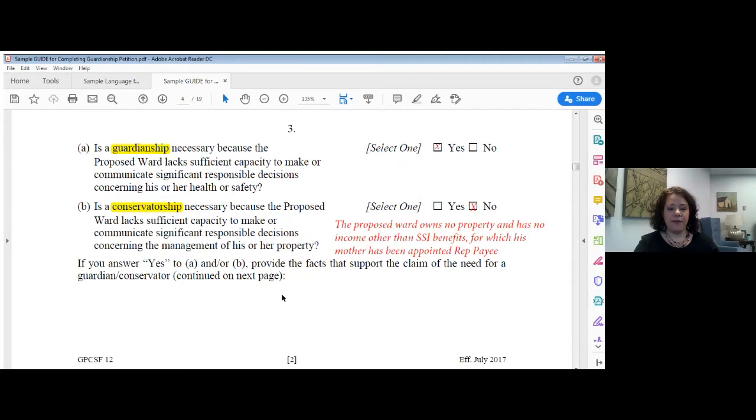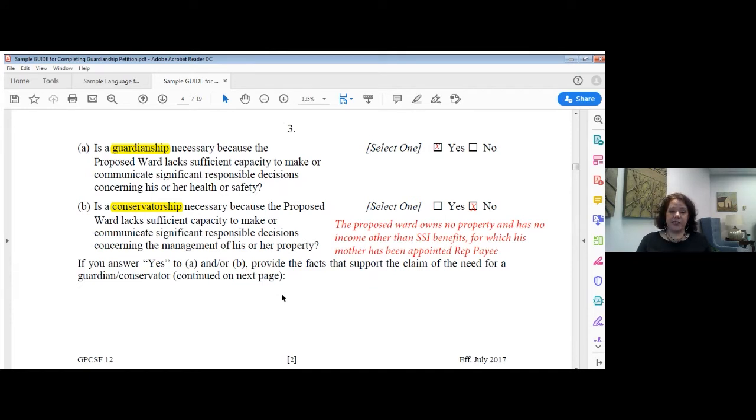Okay, so paragraph 3. This is what I call the meat of the petition. This is where you're going to make or break your petition. So the first thing there is, A, is guardianship necessary because the proposed ward lacks sufficient capacity to make or communicate significant responsible decisions concerning his or her health or safety? So of course the answer there needs to be yes. That's why we're asking for guardianship in the first place.